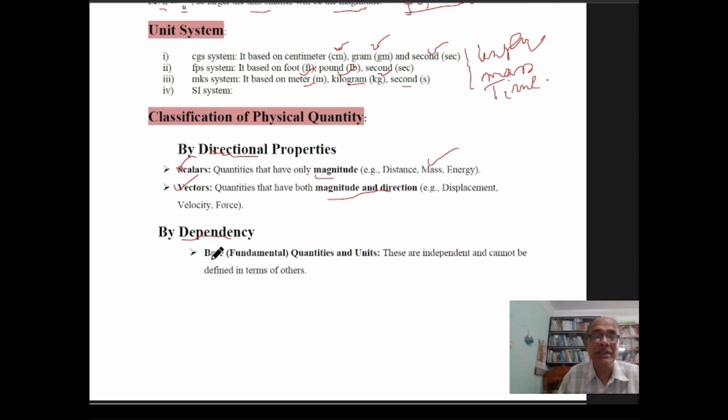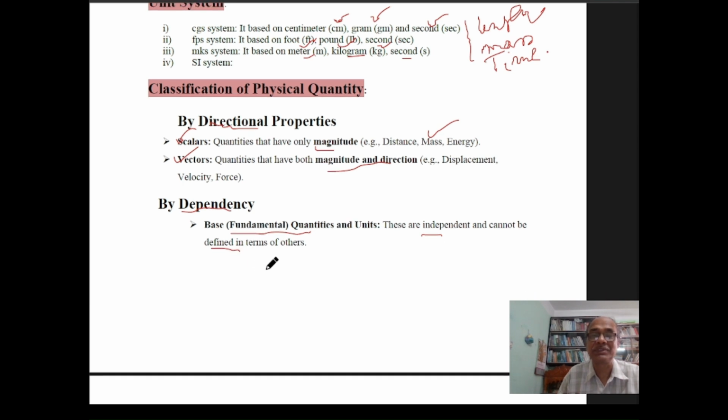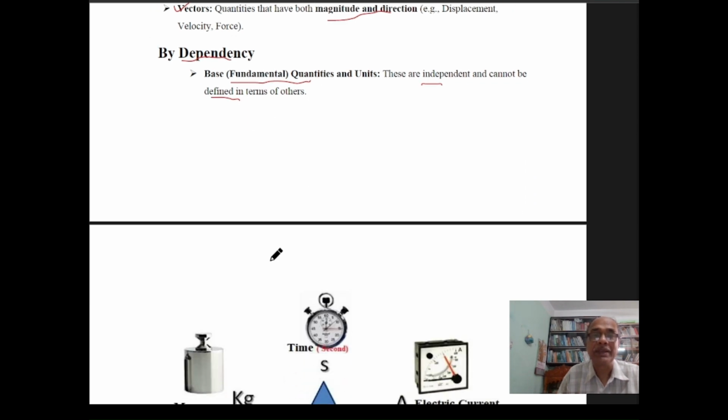According to dependency, they can be divided into fundamental quantities and derived quantities. Fundamental quantities are those which are independent and cannot be defined in other terms. And derived quantities are dependent on the fundamental quantities.